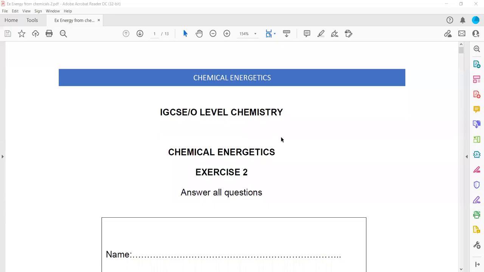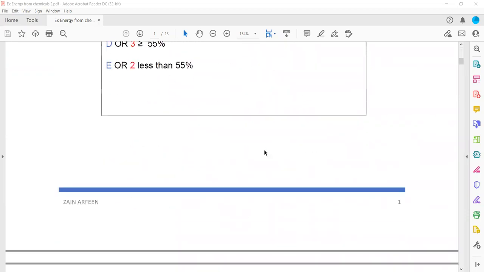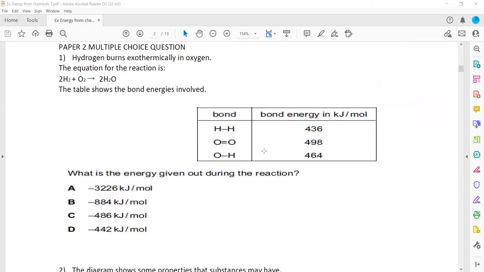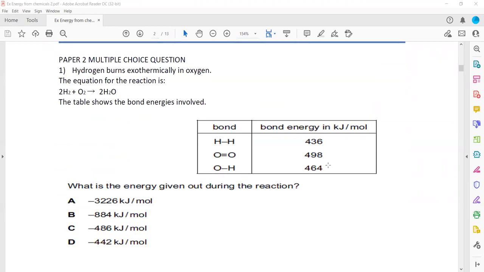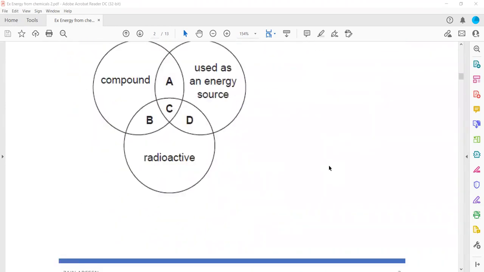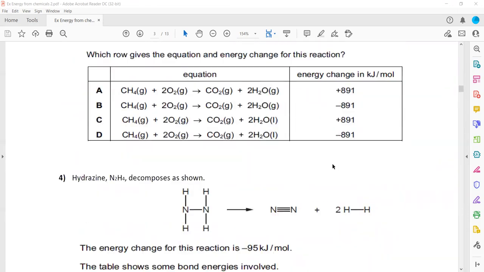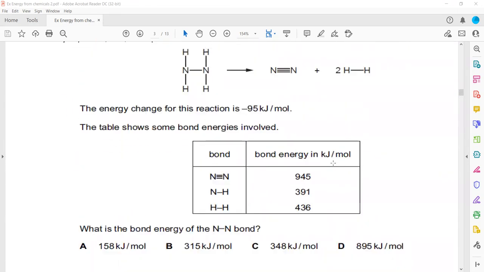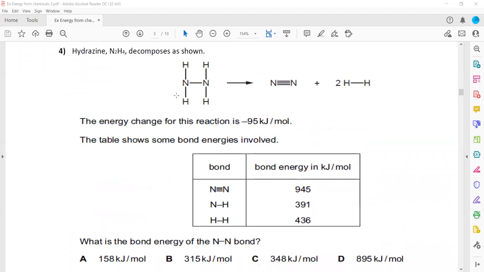So this exercise is related to chemical energetics, energy from the chemicals. Some of the questions we already solved. Now, hydrogen decompose as shown. The change in energy is minus 95. So they give us the change in energy. We need the energy for nitrogen-nitrogen bond.